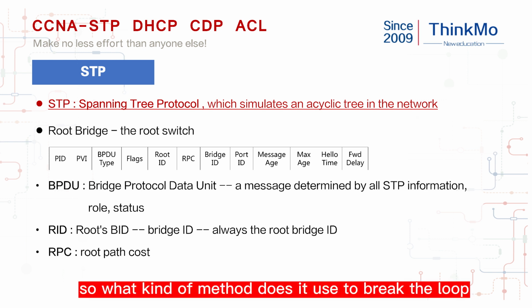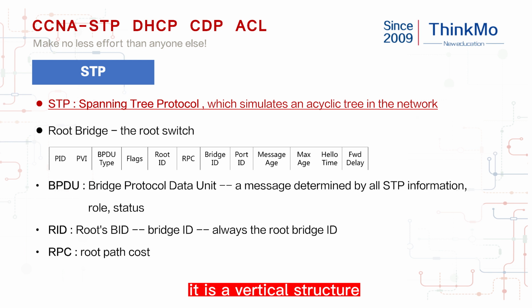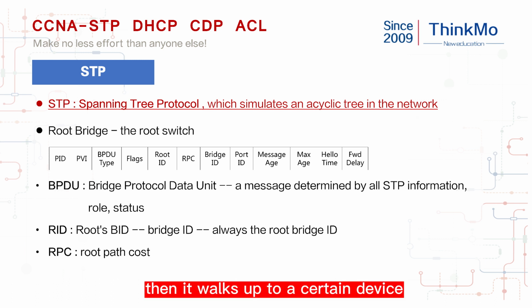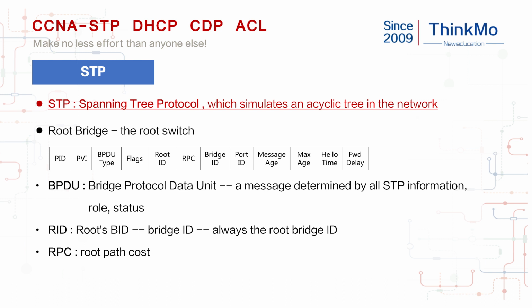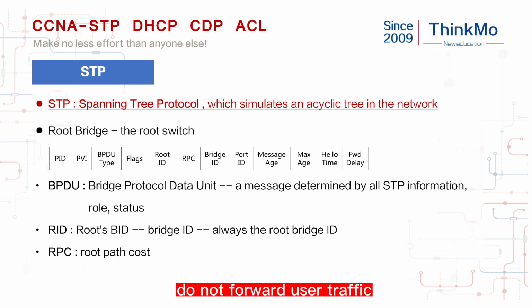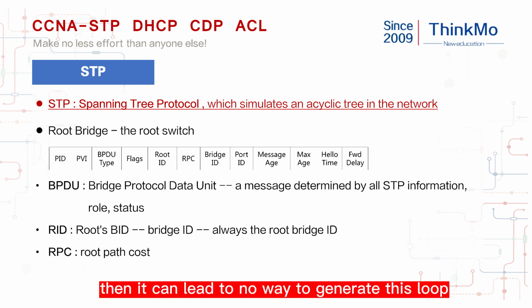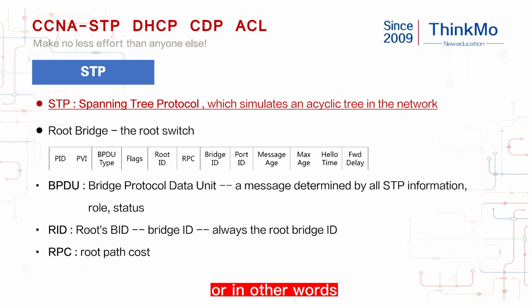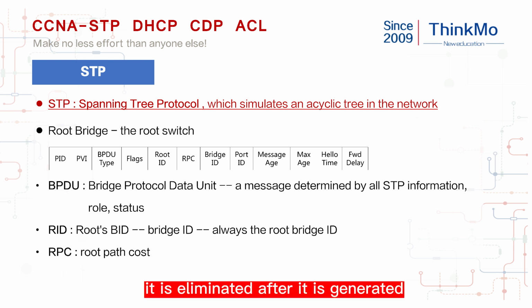So what kind of method does it use to break the loop? It is a tree structure, starting from a tree root and spreading branches upwards. Then it walks up to a certain device. Is there not going to be a single line plugged back into the original first device? This is not going to happen. It is acyclic. The way it does this is to block some ports in the entire network. Keep them logically blocked, so they do not forward user traffic. Then there is no way to generate the loop. Or in other words, it is eliminated after it is generated.